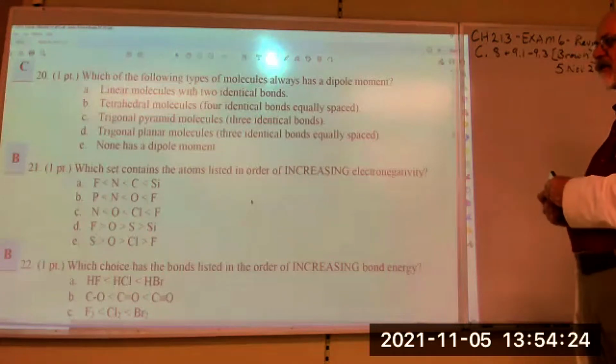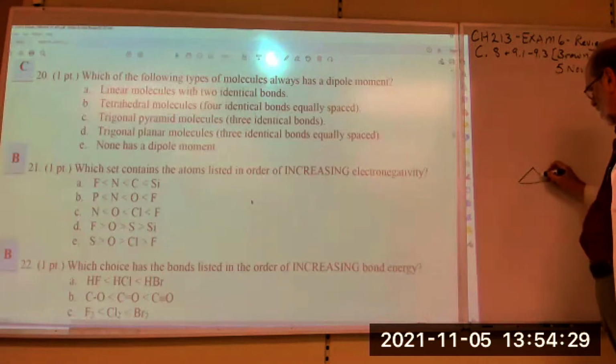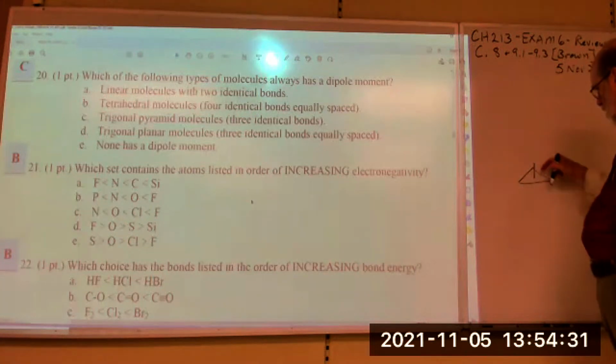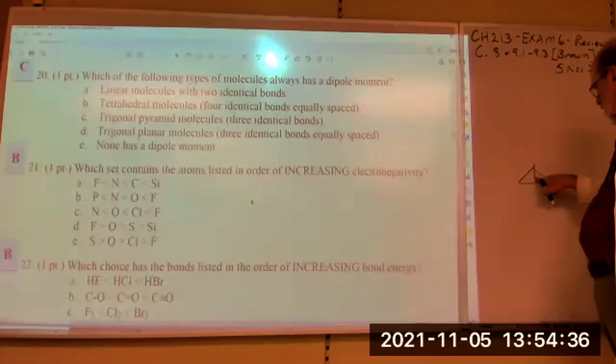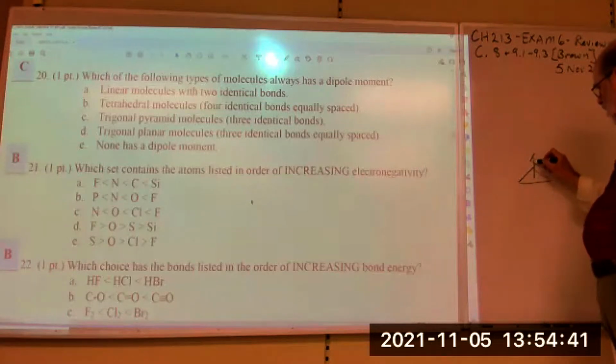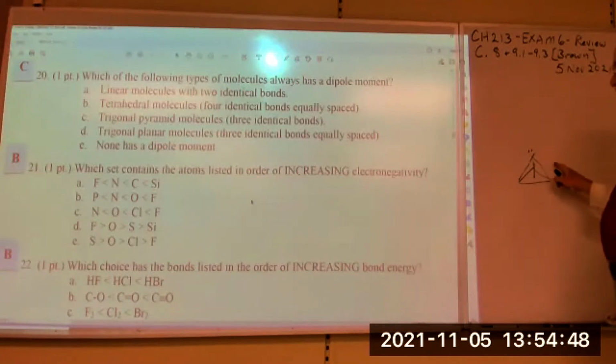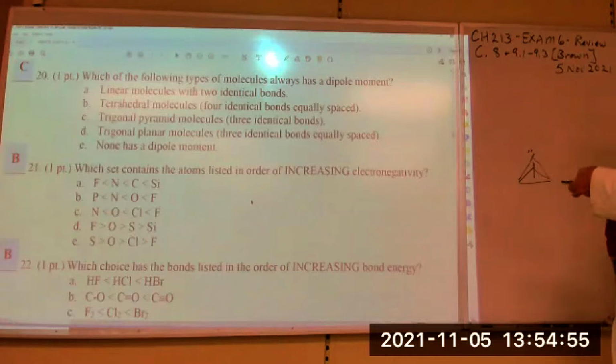Trigonal pyramid. How do you get a trigonal pyramid? There's nothing in the middle. So the bond has to be with some element up here. And then you have to have at least a lone pair up there. So that one is probably always polar. Trigonal pyramid with 3 identical bonds, right?